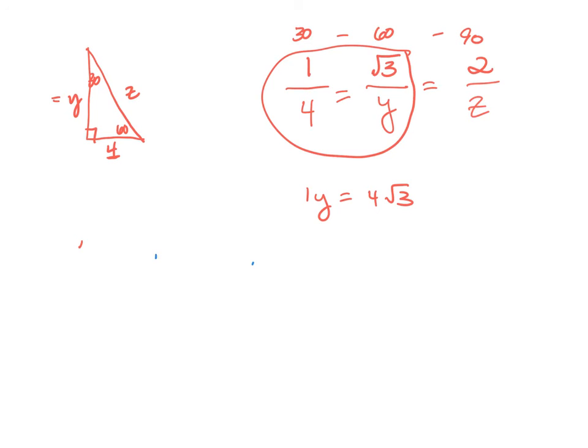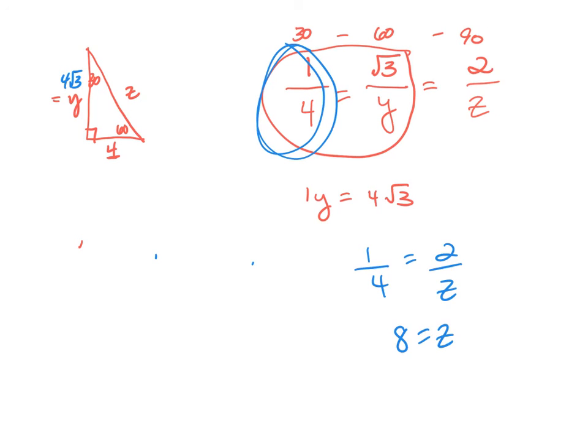What is wrong with this? Got it? Now I'm going to use the same fraction with the z. 1 over 4 equals 2 over z. When I cross multiply, I get 8 equals z. So z is 8. And I have just solved my triangle.